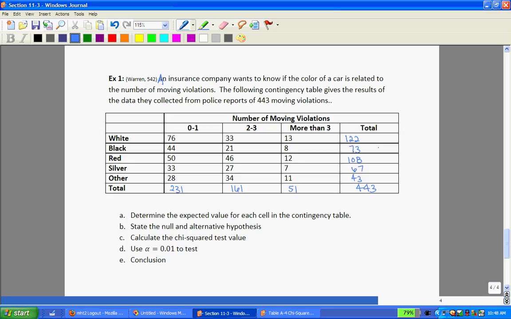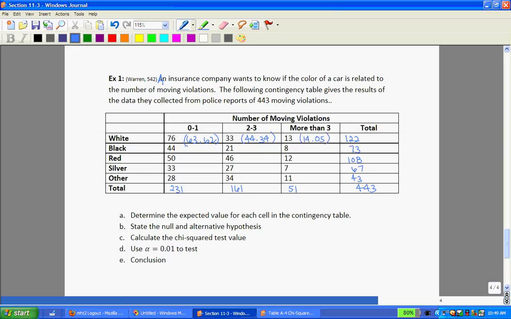For the expected value, remember we have to take each row total and column total and divide by the overall total. So for white, this first cell with 76, I would take 122 times 231 and divide by 443, and I get 63.62 if you round. For 33, I would do 122 times 161 divided by 443, and I get 44.34. And then I'll go ahead and fill in the rest of these.